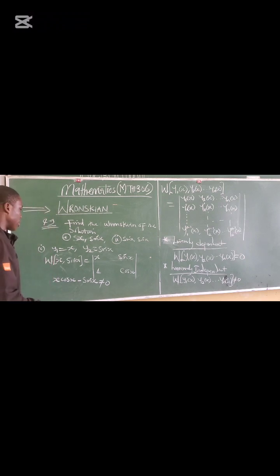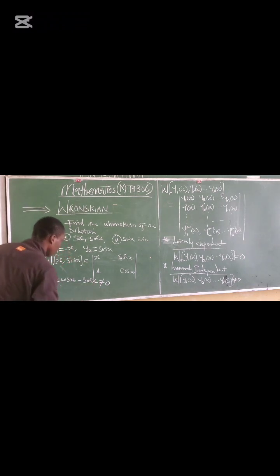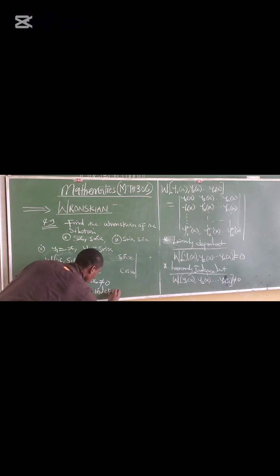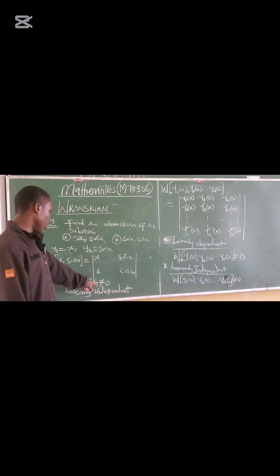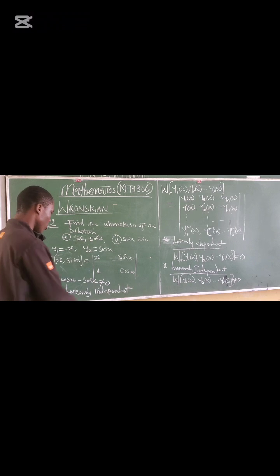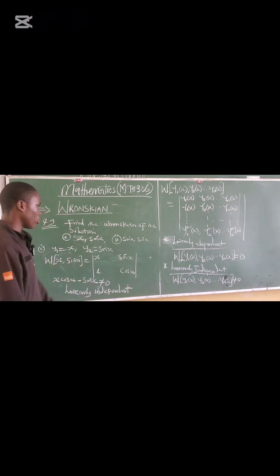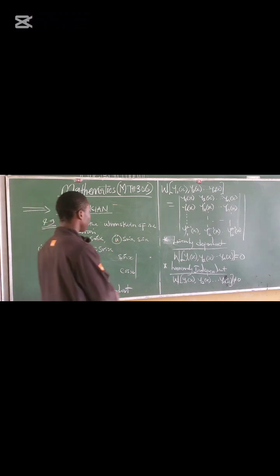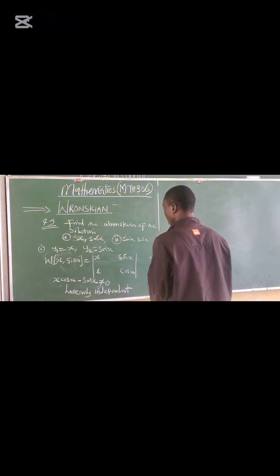So we can conclude by saying that the function f of x, the given Wronskian, is linearly independent, because the solution is not equal to 0. So it's linearly independent. So we are going to check for II.